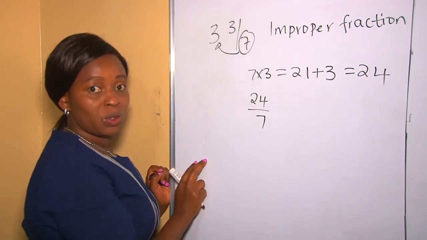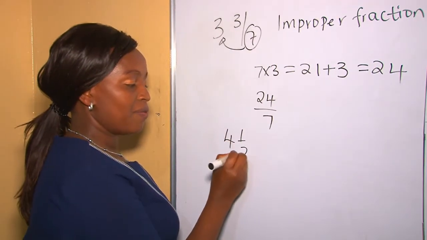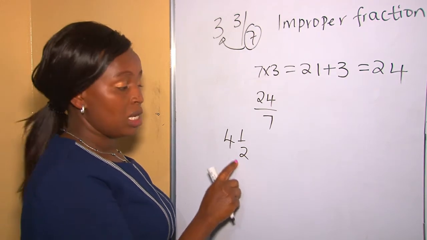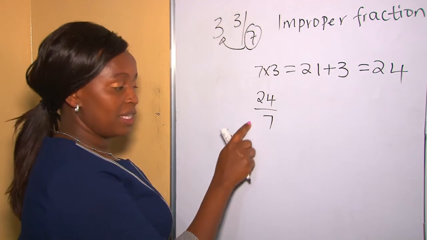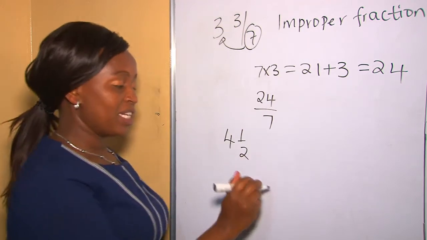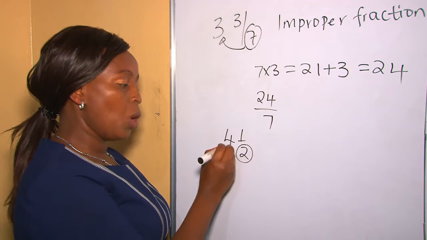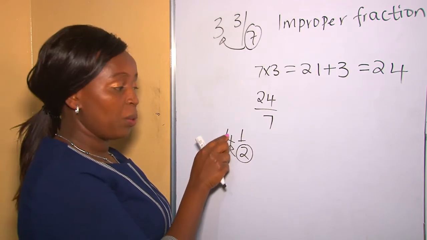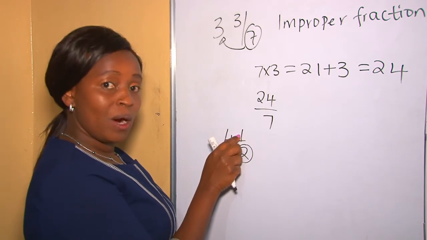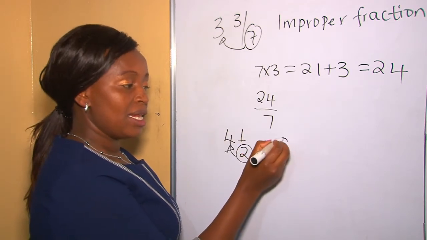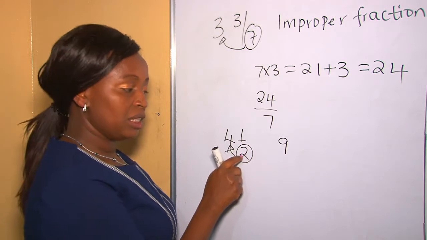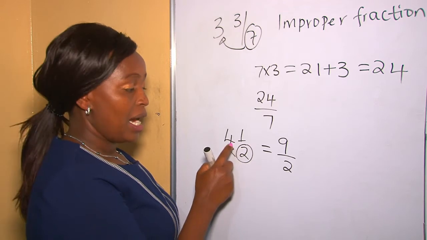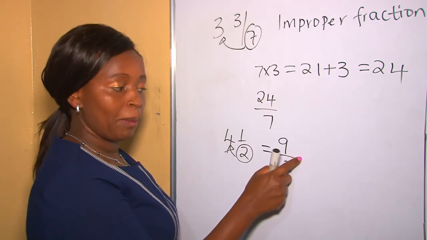Let's do a second question. 4 and 1 over 2. We want to change this one into an improper fraction. Remember, this is the whole number and this is the fraction part. Therefore, we multiply the denominator with the whole number, which is 2 multiplied by 4. It's 8. And then we add our numerator, which is 1. It becomes 9. Remember, our denominator was 2. And by this, we have converted our mixed fraction to an improper fraction.